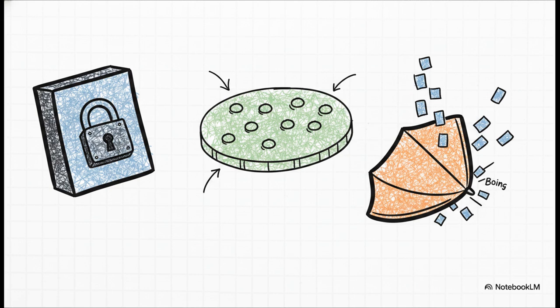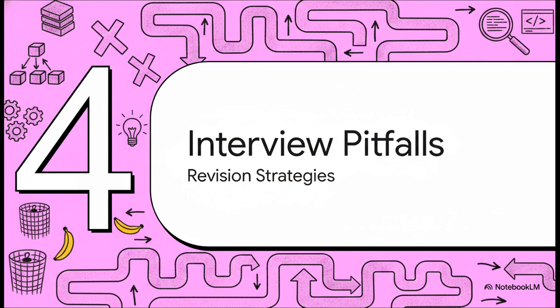Quick checkpoint. Strings are immutable objects. The string pool optimizes memory for string literals, but you gotta be careful. In dynamic situations, especially loops, using a StringBuilder is absolutely your primary defense against memory overflow and performance crashes. Finally, part 4. Interview pitfalls and revision. Because knowing the code is really only half the battle, right?